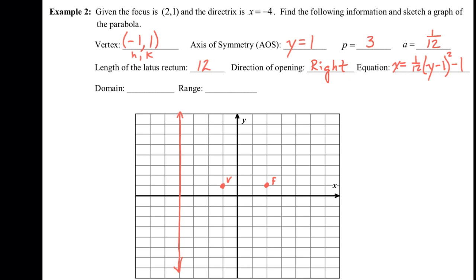Now, we can also get our latus rectum on here and graph the parabola. The distance from the focus to the directrix is 6 units. That means you're going to go 6 units on each side of your focus to get to your parabola. So 1, 2, 3, 4, 5, 6.